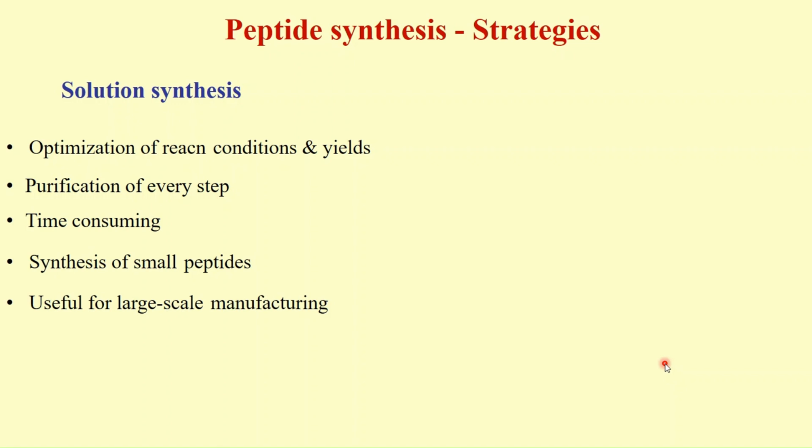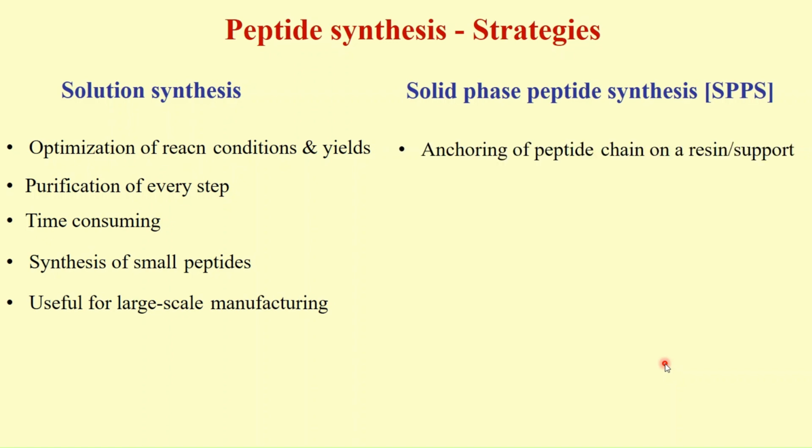Small peptides have a lesser number of steps, and hence a lesser number of purification steps, and are hence suitable for large scale manufacturing. In solid phase peptide synthesis, we anchor or attach the peptide chain to a solid support which is made up of a resin, a polymer.